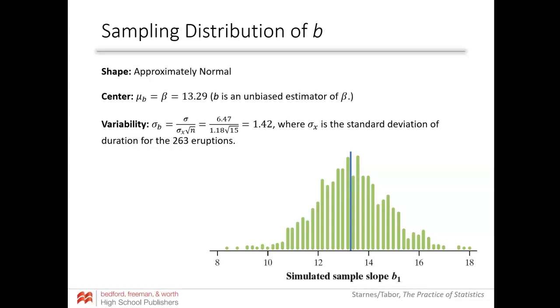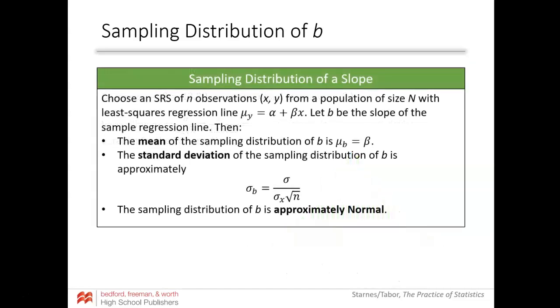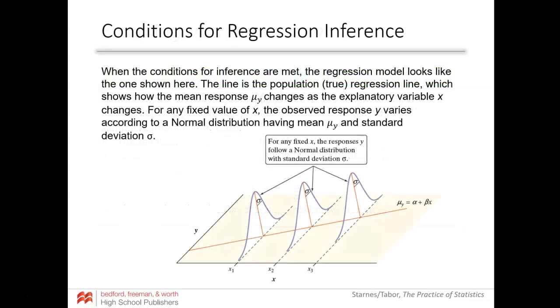Now, sigma sub x, remember that's the standard deviation for all the durations, the 263 eruptions. Sigma sub b here is us calculating a variability for our sampling distribution, or in this case, our simulated sampling distribution. So there's the formulas again, all in one spot. And again, you can find these on your formula sheet. The only exception is it's not going to differentiate sample versus population, so we got to be careful in our notation.